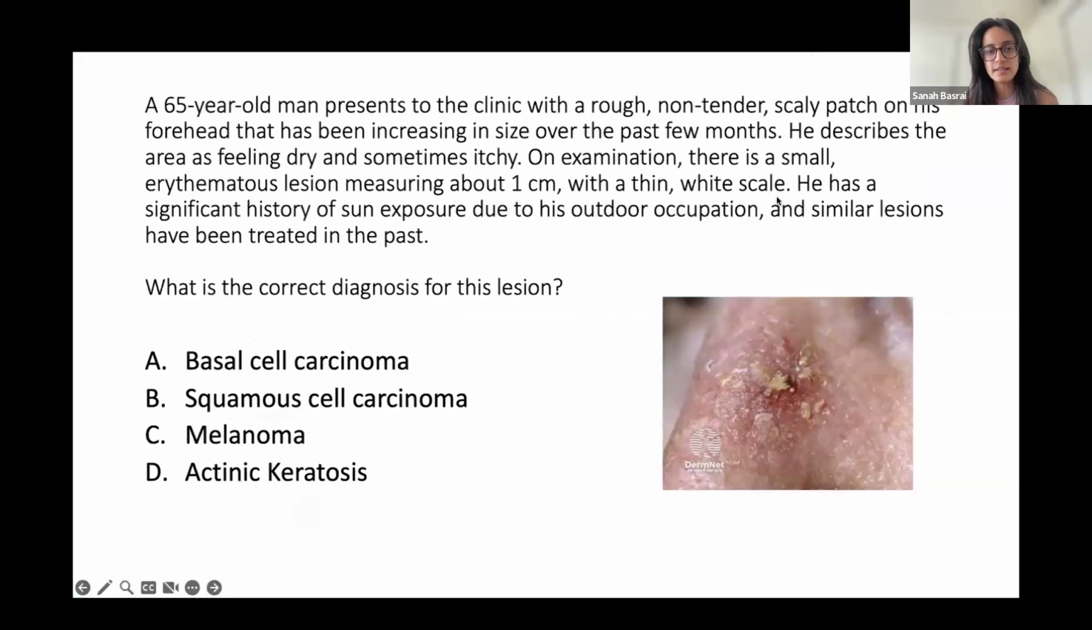Then our last case, a 65-year-old male presents to clinic with a rough, non-tender scaly patch on his forehead that has increased in size. On exam, there's an erythematous lesion measuring 1 centimeter with thin white scale, and he has a history of sun exposure due to his outdoor occupation and has had similar lesions in the past. What would be the correct diagnosis for this lesion?